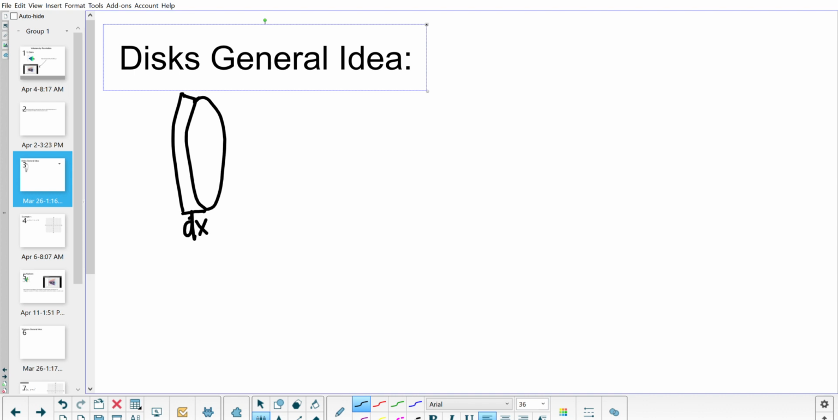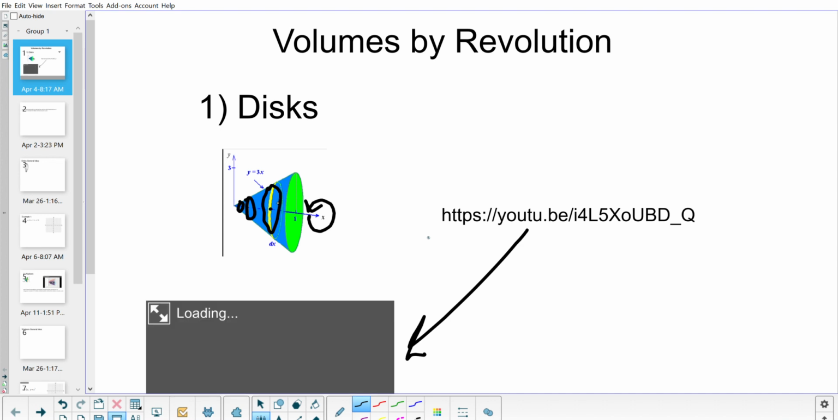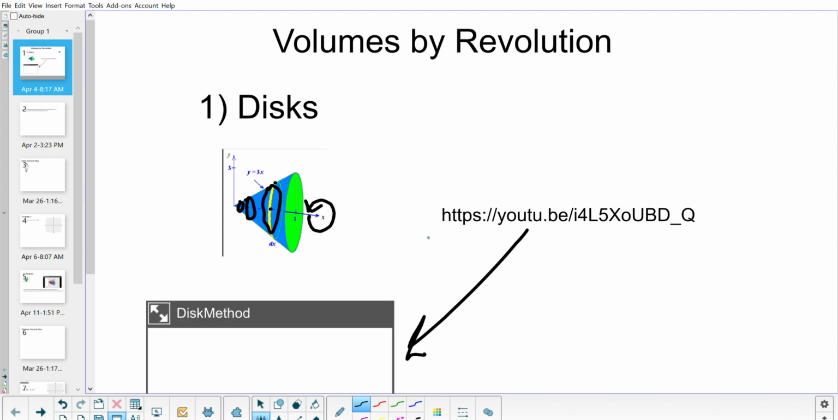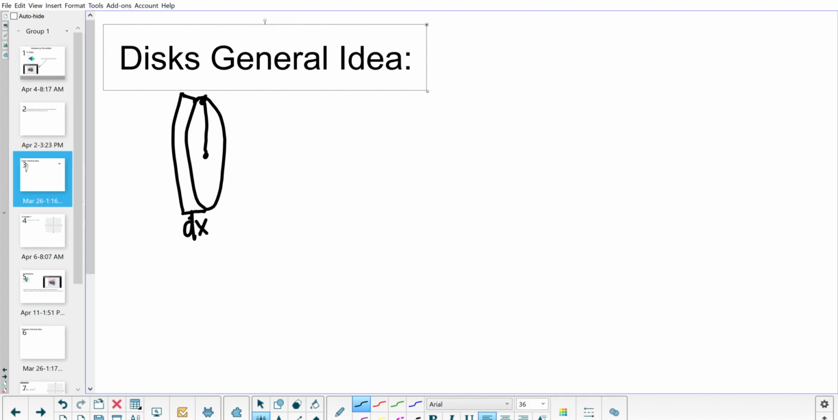And then the height, which is actually the radius of that disk. Going back to this image, the radius is just the function. How far am I from the center of this cone to the outside? That would be 3 times x, wherever x is. So in every problem, that is just going to be r equals f of x.